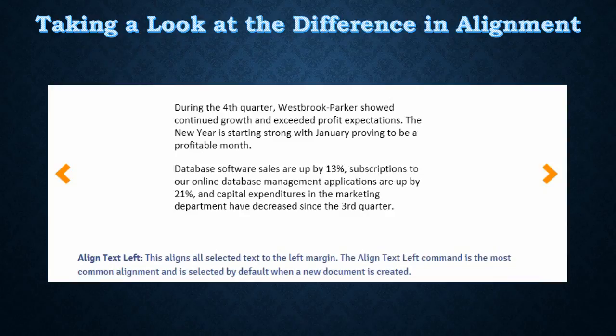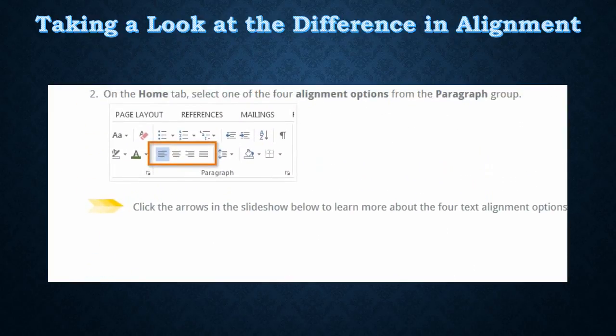There are 4 different types of text alignment options that are available to you through Microsoft Word 2013. I know that the video touched base on some of those, but I wanted to take a little bit better of a look at it. The Align Text Left aligns all selected text to the left of the margin. The Align Text Left command is the most common alignment and is selected by default when a new document is created.